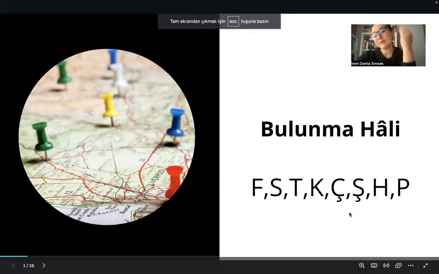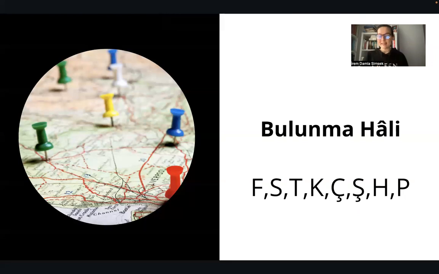As you remember, we were talking about the locative case, de, da. In the previous lesson, we talked about two alternatives. It was de and da, but today we will learn the other two options. We have to make some changes.